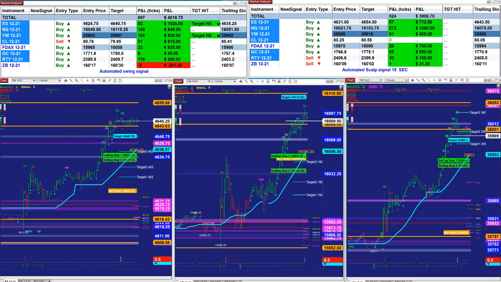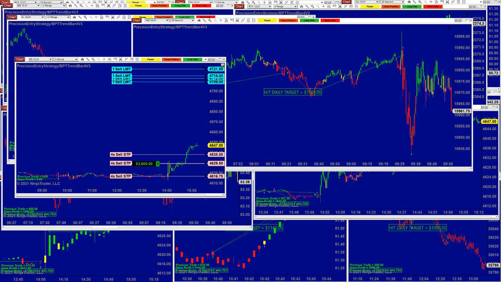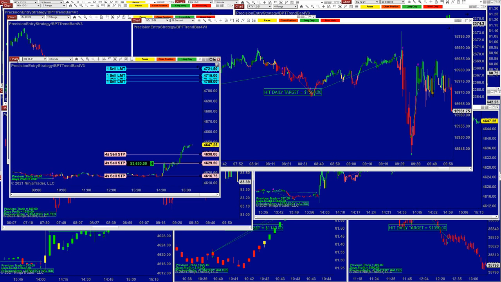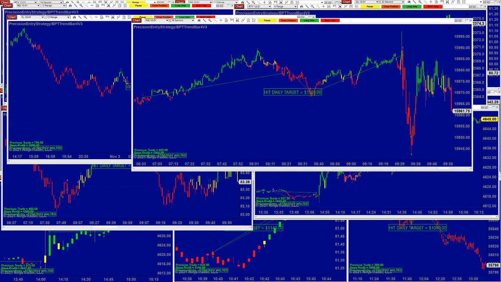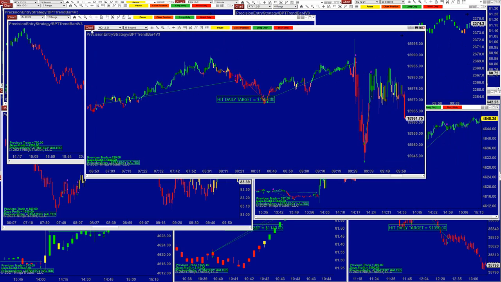So let me start with the precision auto trade. Today we're going to show different time frames on the precision auto trade. It is amazing. Now we have the ES on 3700, and this is the last trade for today. We don't have that much opening anymore. They all hit the target on the precision auto trade.